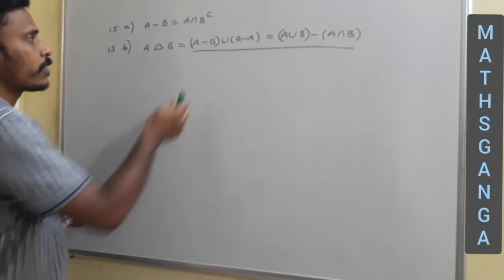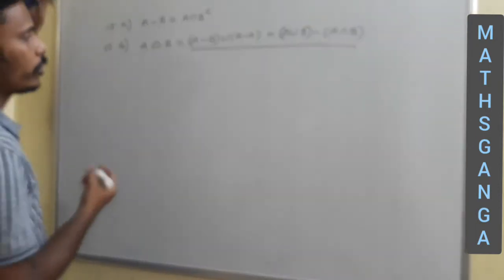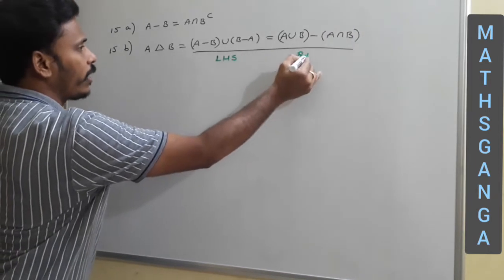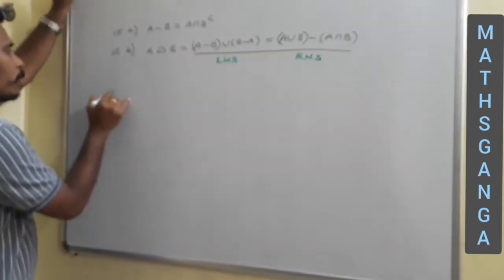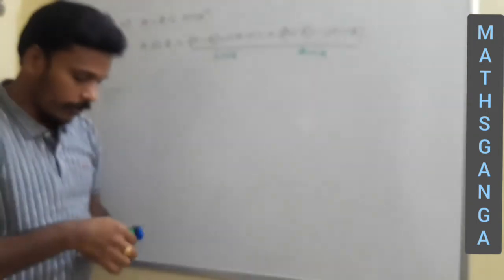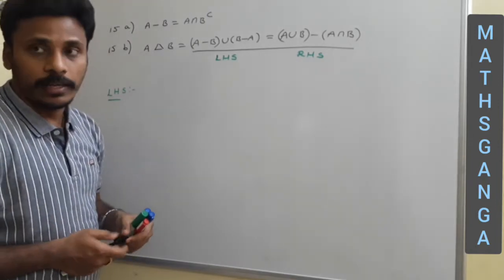First of all, try to sketch for this A minus B union B minus A. You just treat this as the left hand side and this as the right hand side. We need to sketch Venn diagrams for the left side. Here it is, A minus B union B minus A. First of all, we need two circles.